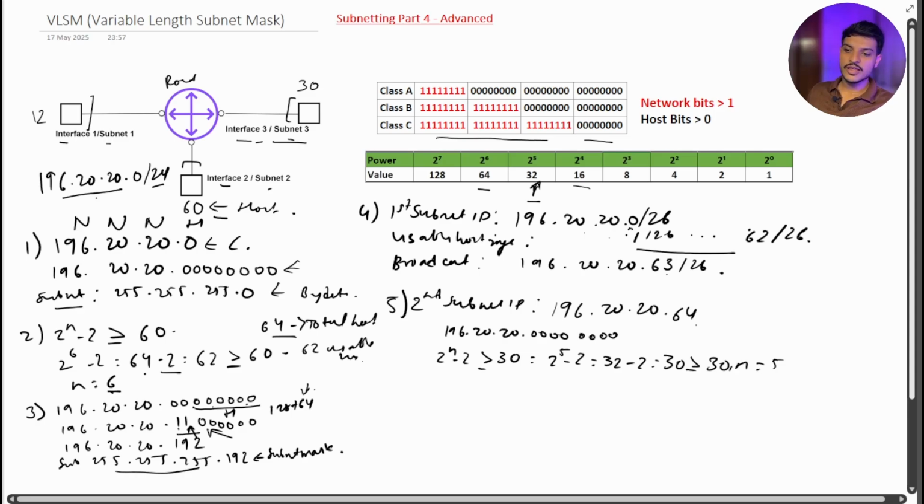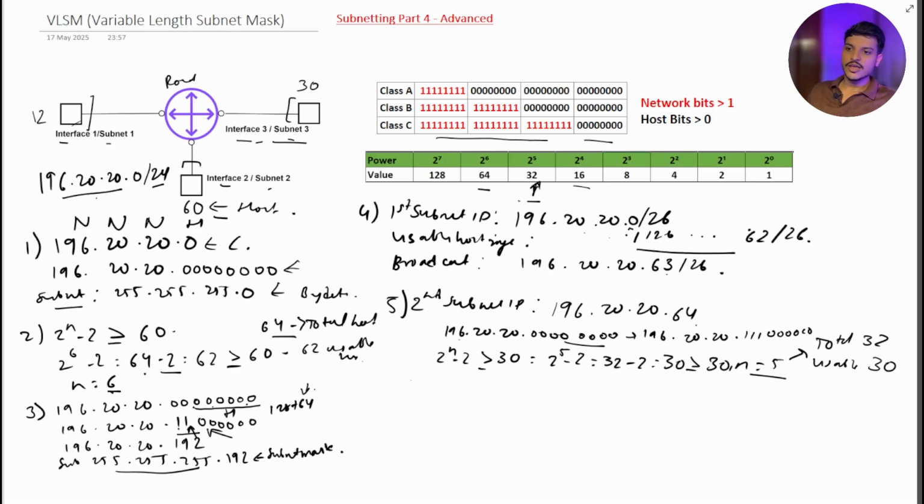As we have seen, the value was 32, so the total host range was 32 and usable was 32 minus 2, so 30 was the usable range. As our n value was 5, we have to give 5 bits to host and the rest we can give to network. So we can simply write it as 196.20.20.3 bits given to network and 5 bits given to host.